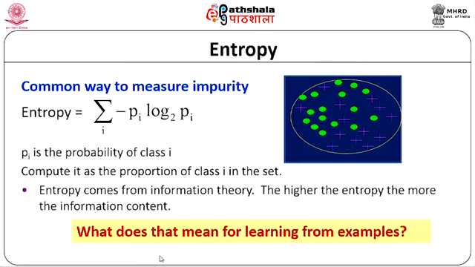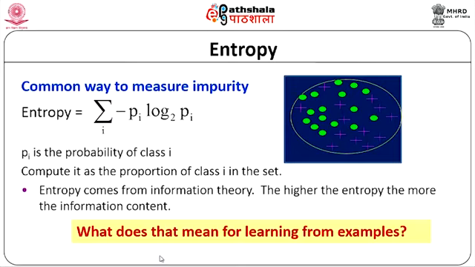Now, what is this entropy? It is given this way, where Pi is the probability of class I. For every class that you have, it is a summation of the minus of the probability of class I times log of the probability of class I, computed as the proportion of class I in that set. Entropy comes from information theory. The higher the entropy, the more the information content.